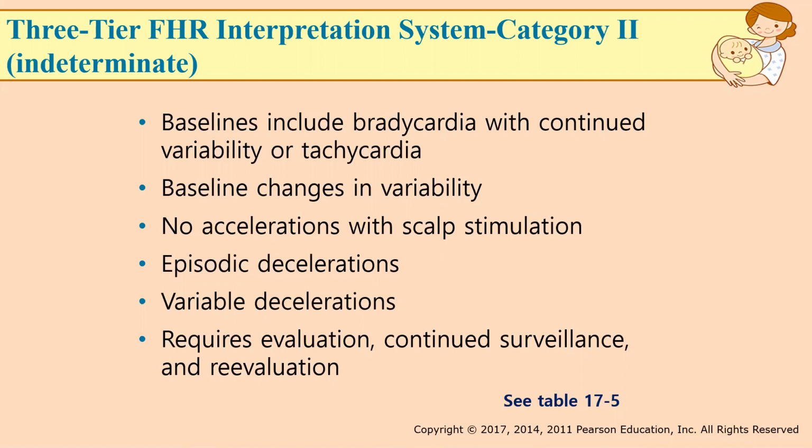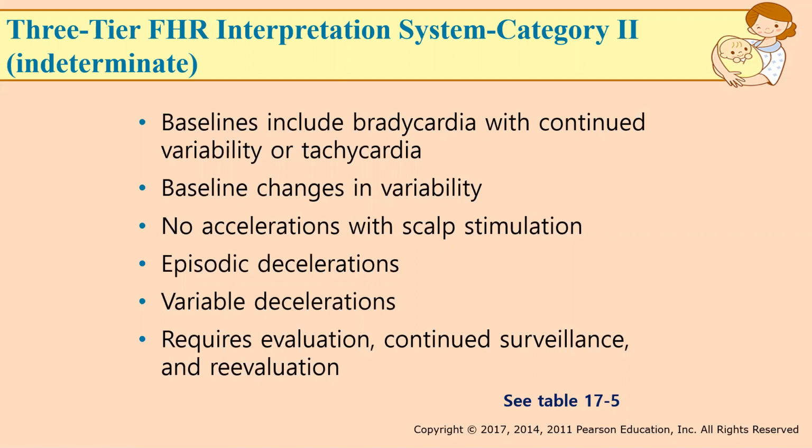Refer to your book and see Table 17.5 to describe this information. A category 2, which is an indeterminate, a fetus would show a baseline that includes bradycardia with continued variability or tachycardia, baseline changes in variability, no accelerations, even with scalp stimulation. That's when you do a vaginal check and kind of rub their head a little bit and stimulate their scalp, hoping to elicit an acceleration, and that fails.